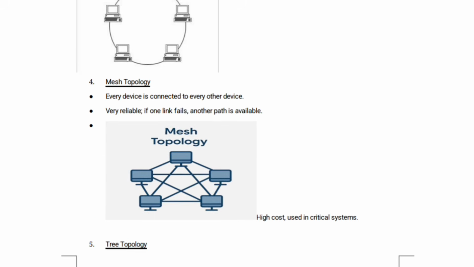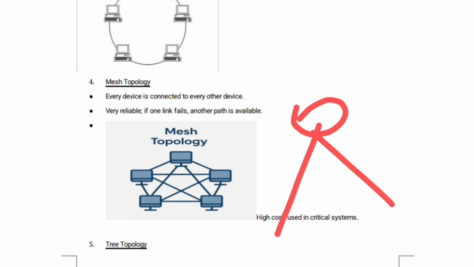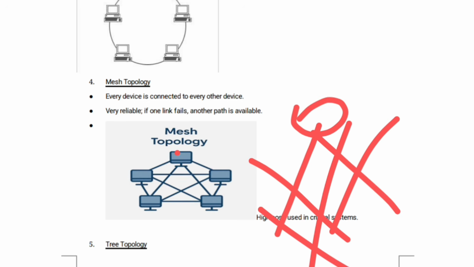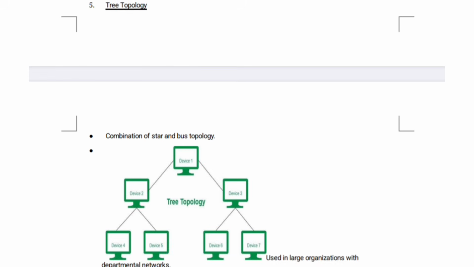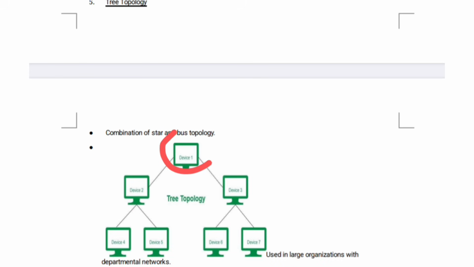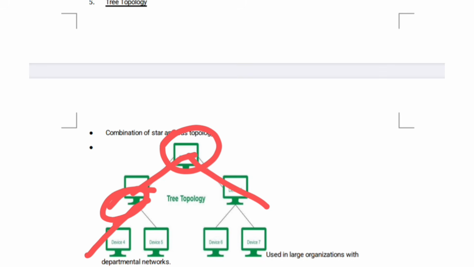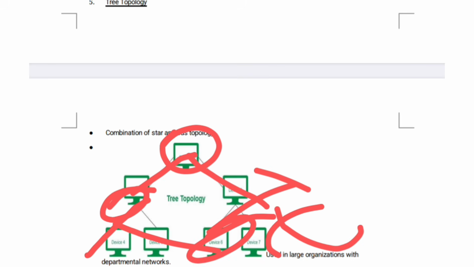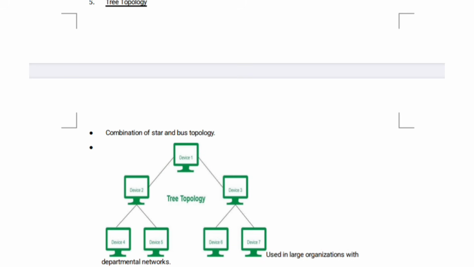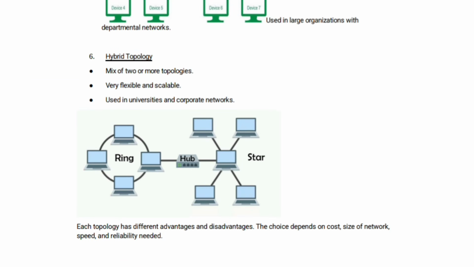Next, mesh topology. Mesh topology is nothing but one computer connecting to different computers. See here, like this. So it is mesh topology. Next you are having tree topology. Tree topology is nothing but a hierarchical model, like this. Okay, if you open this you will get this, that is called hierarchical format. Okay, next you are having hybrid topology.